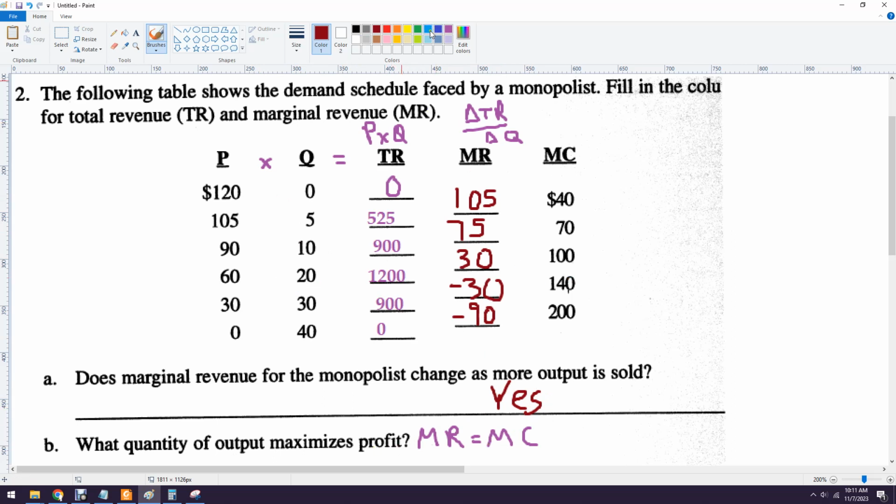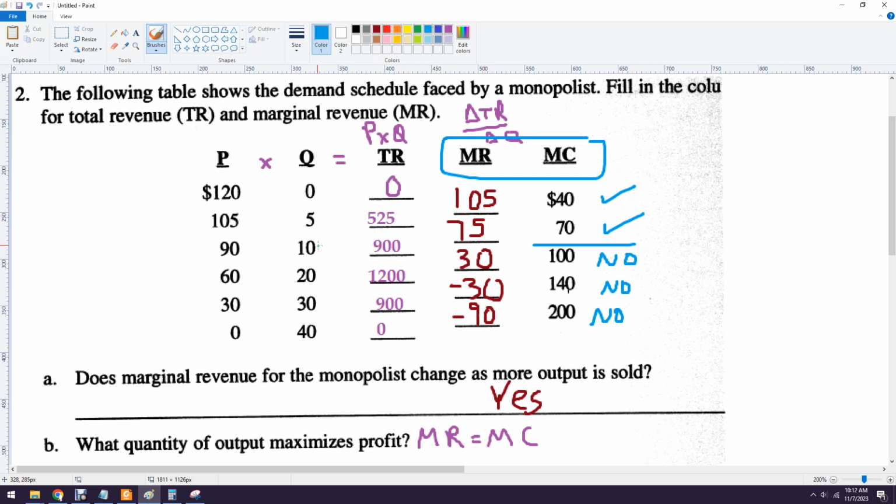So we're just going to compare these two values here. The first one brings in marginal revenue of 105, marginal cost of 40. Yes, I want that one. Then this one is 75 and 70. Yes, I want that one. This one is marginal revenue 30, marginal cost of 100. No, no, no. Okay, so we're going to cut it off there.